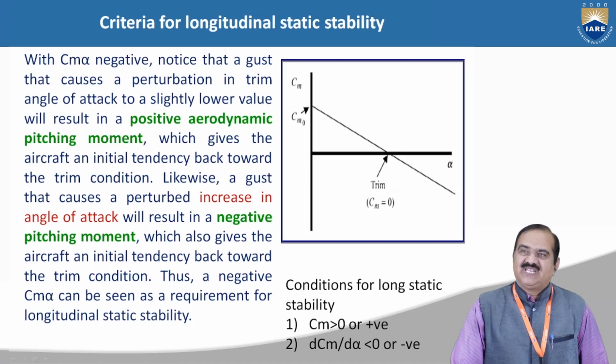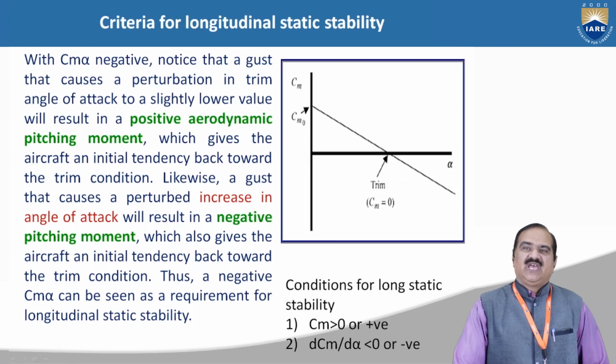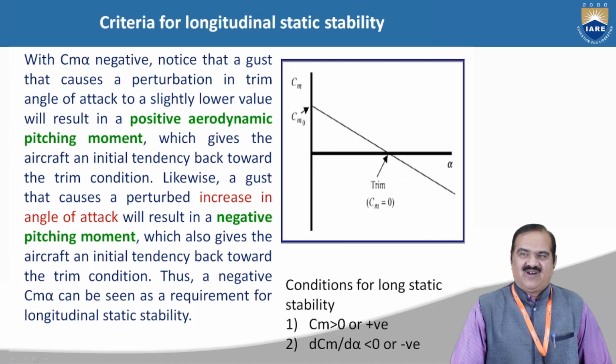Criteria for the longitudinal static stability. When do we say that an aircraft is longitudinally, statically stable? In this, Cm alpha should be negative. We have two conditions. First, Cm should be greater than 0 or positive, and dCm by d alpha, that is Cm alpha, should be less than 0 or negative. Then the aircraft is statically longitudinally stable.